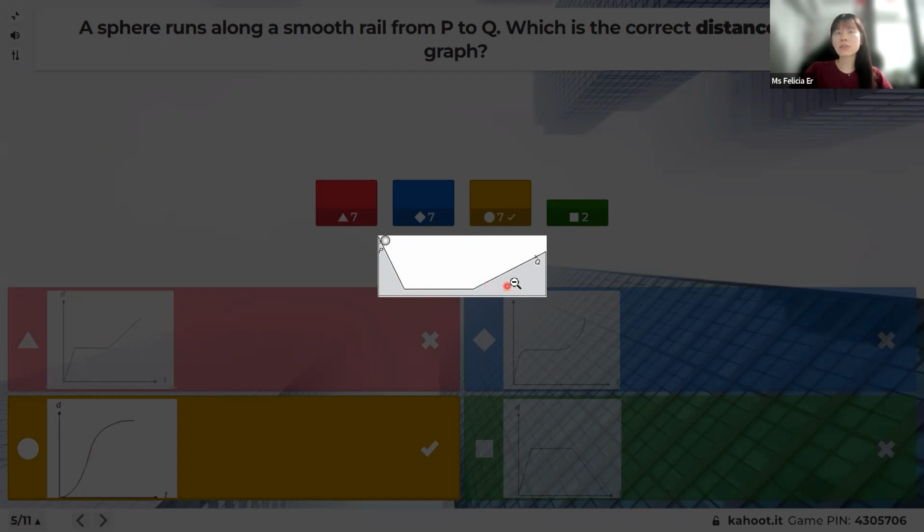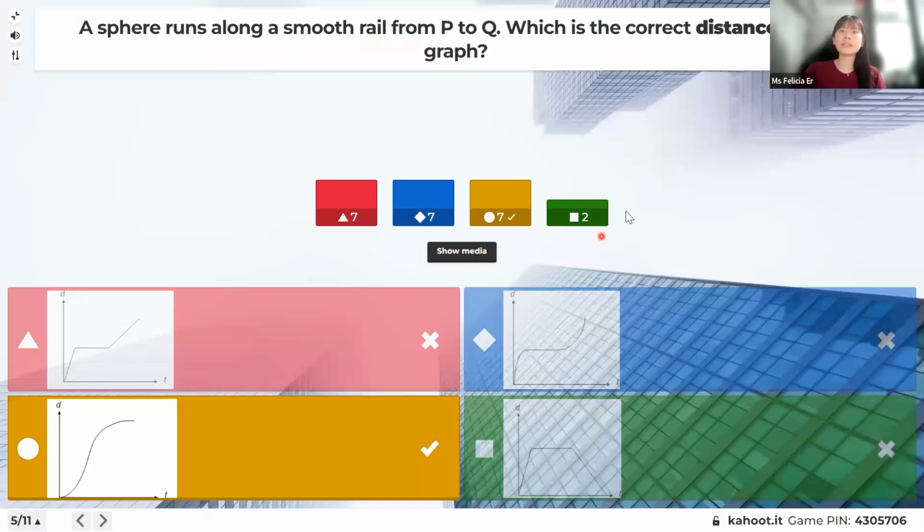Then this is like going up, so it's like going against gravity. So you're slowing down, so it's decreasing speed. So it should be decreasing gradient. Yep, so that's the answer.